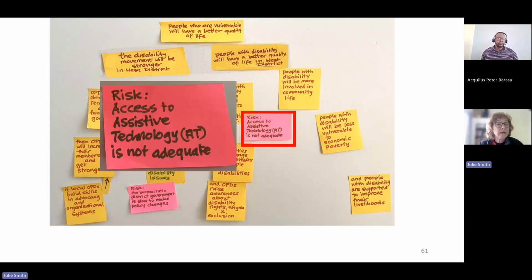There's also a risk that assistive technology might not be adequate, the stuff that's provided by government. So maybe we need to think about how do we connect with other NGOs who might be providing this sort of work. There might be other groups that we can link with that provide assistive technology rather than just relying on government.